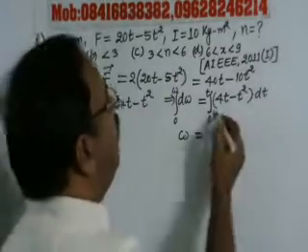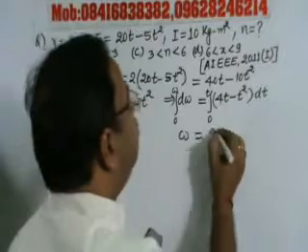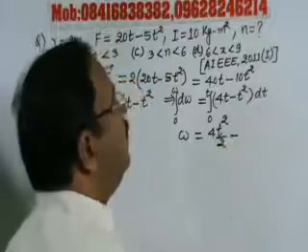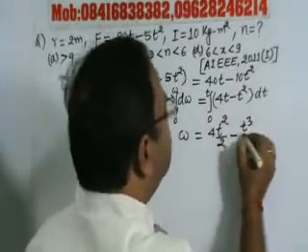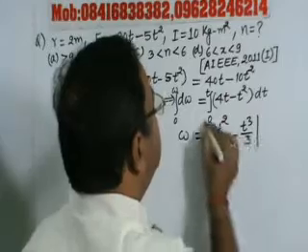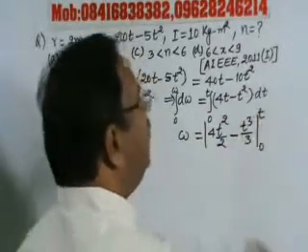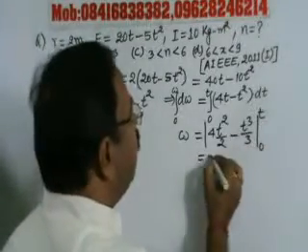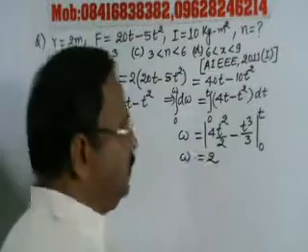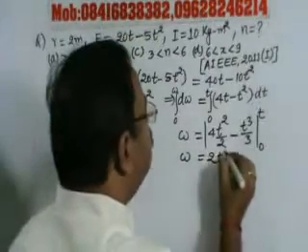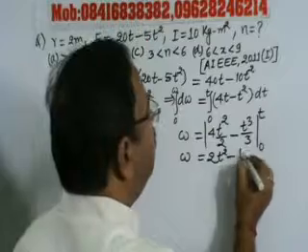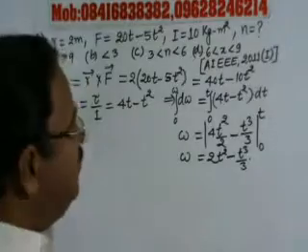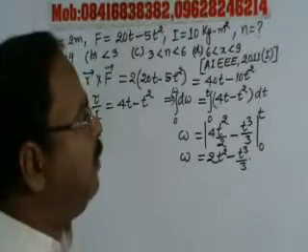Omega will be equal to how much? This is 4t dt, which gives 4t square by 2, minus t square dt, which gives t cube by 3, with limits 0 to t. Lower limit 0 gives nothing. So omega is equal to 2t square minus t cube by 3. This is the omega.